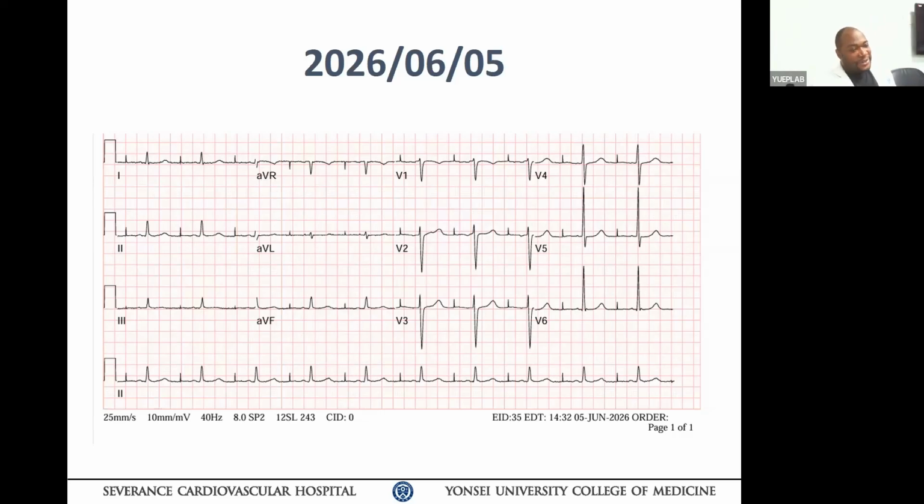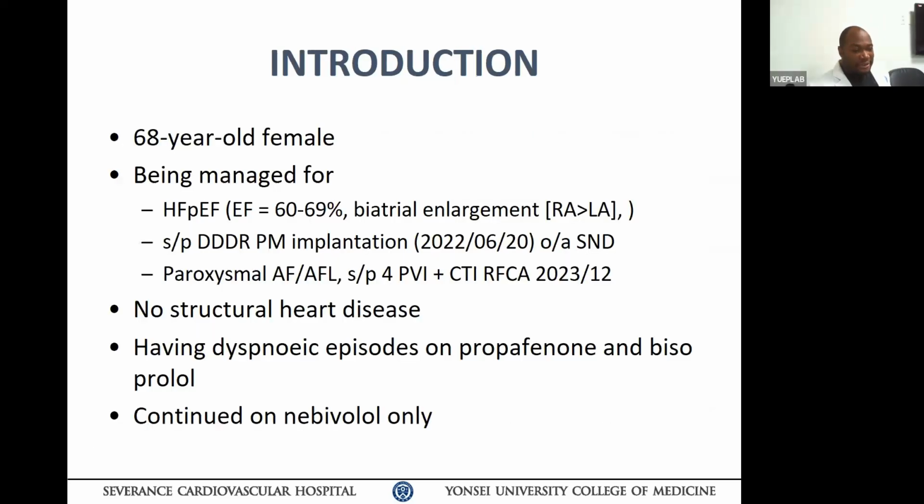Okay, go ahead. So this is a 68-year-old female managed for hypertension, with an ejection fraction of 60 to 69%. She has biatrial enlargement, the right larger than the left. She had a DDDR pacemaker implanted in 2022 on account of sinus node dysfunction, and had PVI and CTI ablation in 2023 for paroxysmal AF and flutter. She has no structural heart disease and had been maintained on propafenone and bisoprolol, but was having some dyspneic episodes and was then continued on nebivolol only.